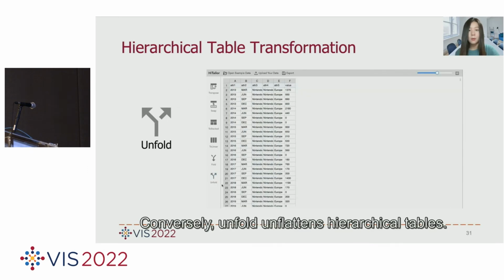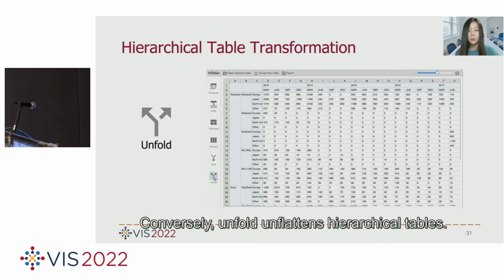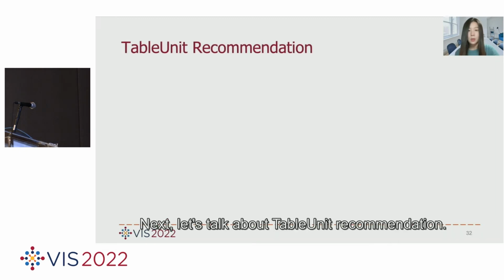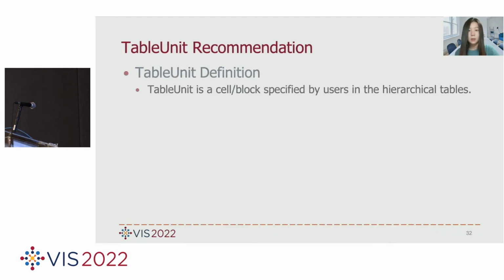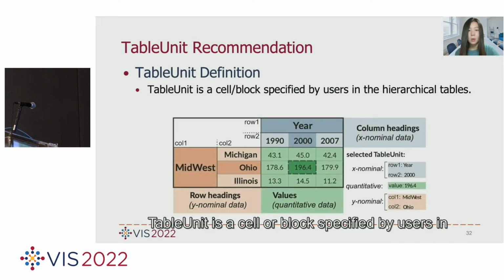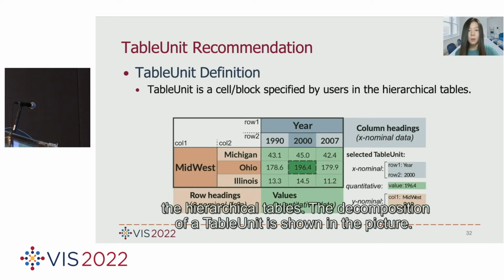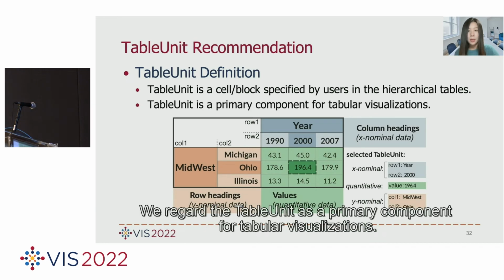Conversely, unfold unflattens hierarchical tables. Next, let's talk about table unit recommendation. Table unit is a cell or block specified by users in the hierarchical tables. The decomposition of a table unit is shown in the picture. We regard a table unit as a primary component for tabular visualizations.